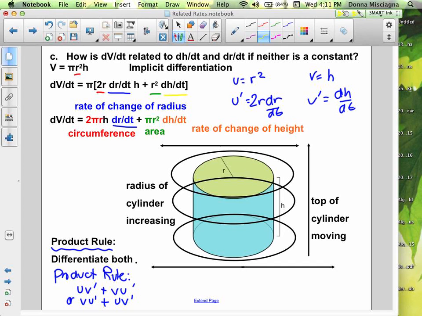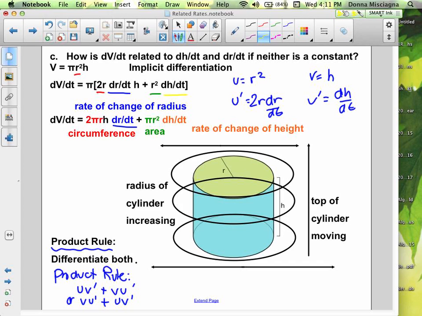So my derivative, and now I'm just going to multiply that pi in. I'm going to distribute the pi, so it's going to be 2 pi r h. Interestingly, it happens to be the circumference formula, but it is the derivative there, times dr/dt, the rate of change in the radius, plus, I didn't change r squared at all, and when I distribute the pi back, I've got the formula for area, pi r squared, times the rate of change in the height. It's just a product rule.